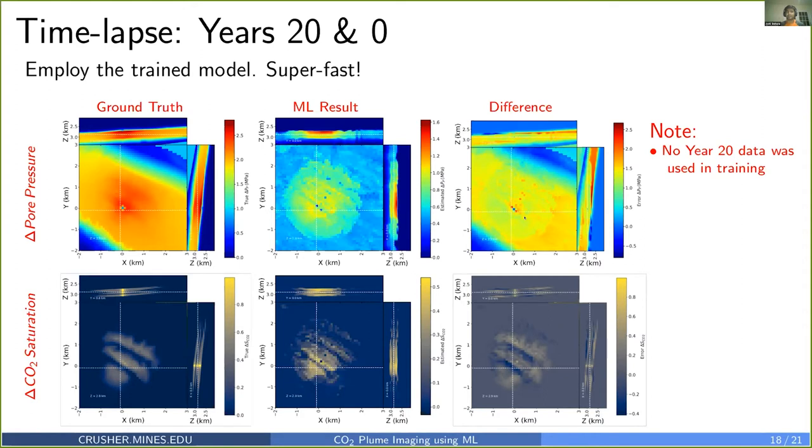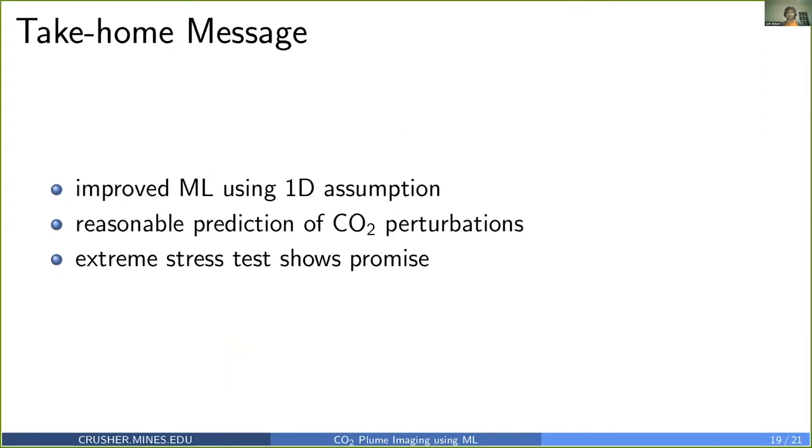But let me reiterate that this entire model was developed from data from only year zero and year one, and used for inverting all future seismic data, which can be done in a fraction of a second. So that's a big advantage. What we have shown here is that machine learning using this one-day assumption can work and give reasonable predictions of CO2 perturbations. And even extreme stress tests show promise of this methodology.